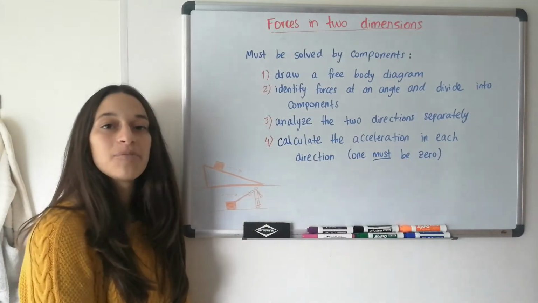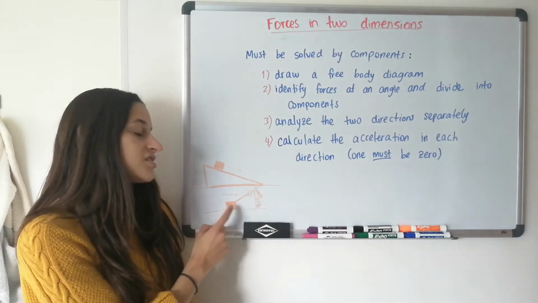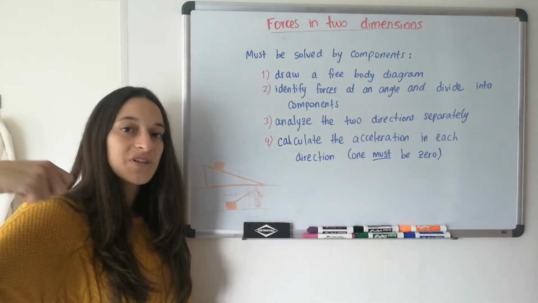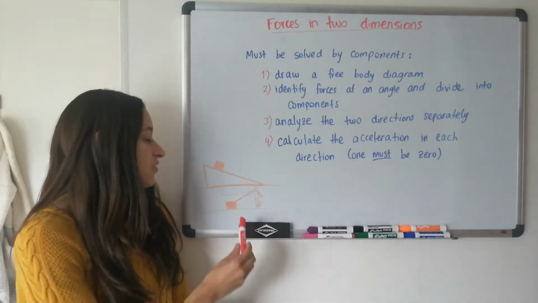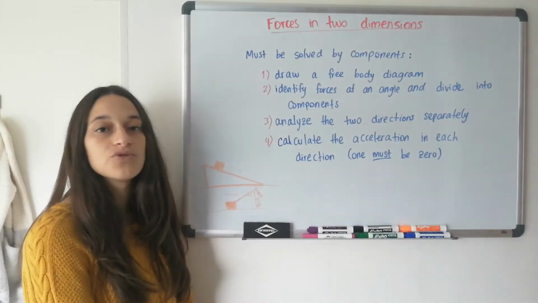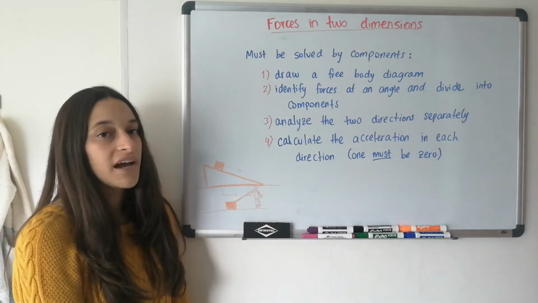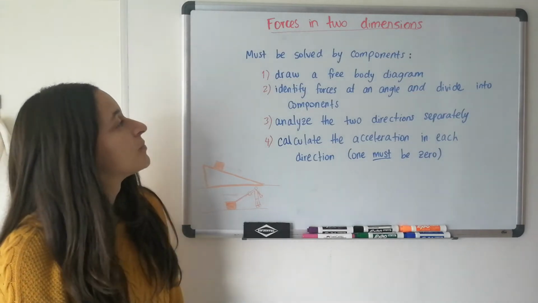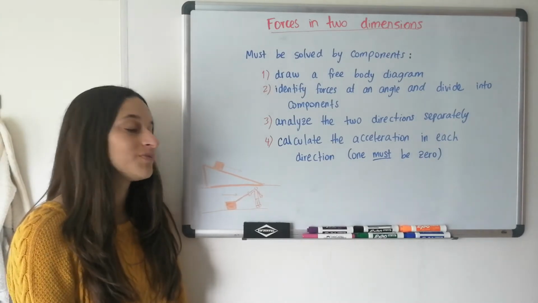Or in the second example, there's an object on the ground and a person who's taller than the object is going to pull on it with a string or with a rope at an angle. So the object is going to move horizontally to the right, but the person is pulling a little bit upwards in a diagonal force.